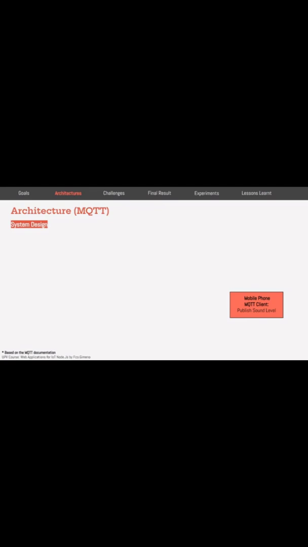Starting with the mobile phone that publishes the sound level, it acts as the MQTT client that publishes the message on a subject by sending the message and the subject to the intermediary. Meanwhile, a TCP connection is used, or it could also be an encrypted TLS connection for confidential messages.